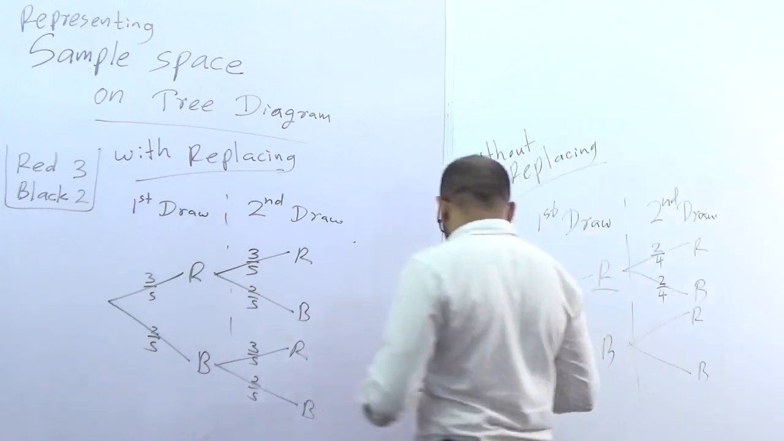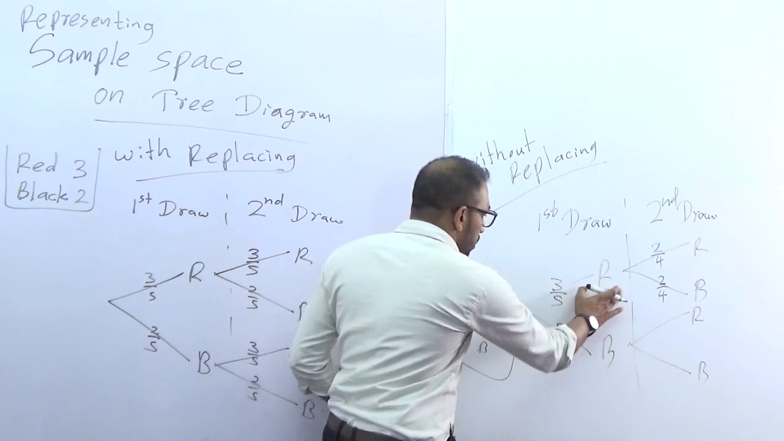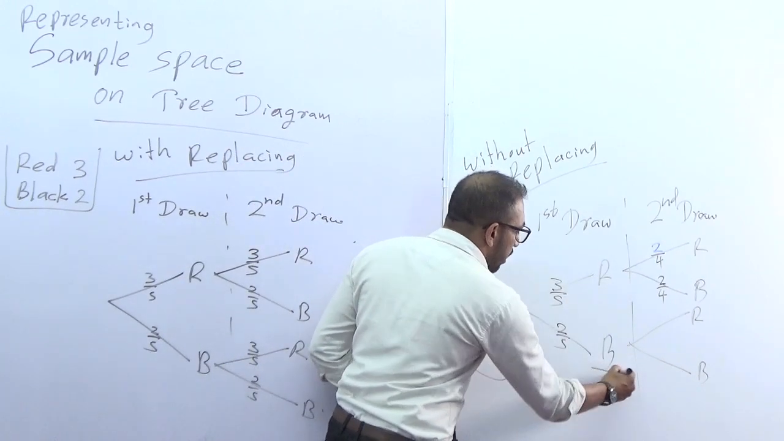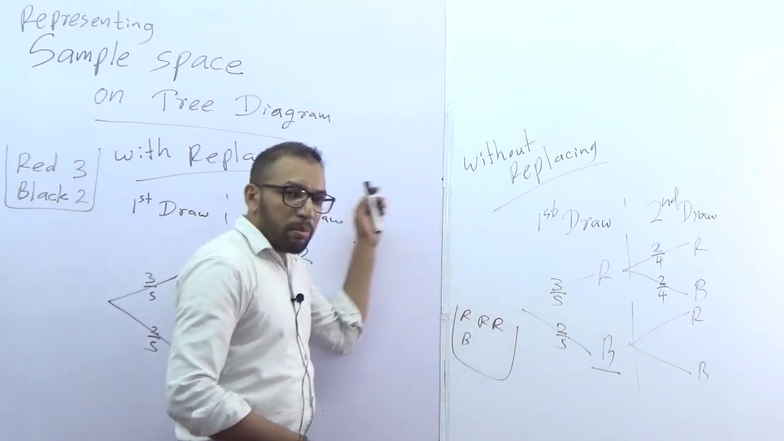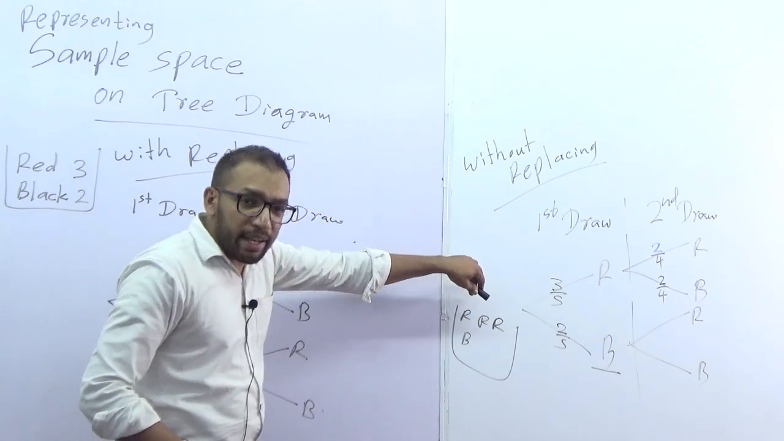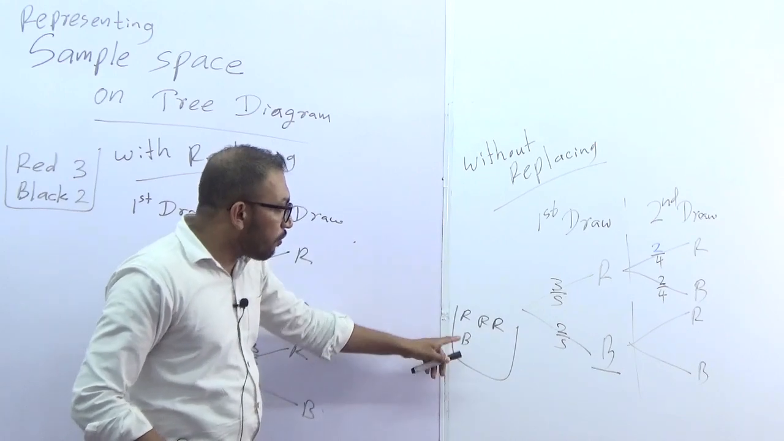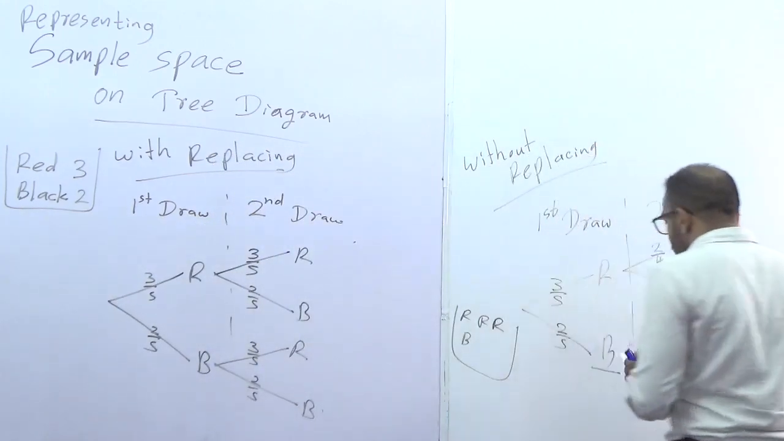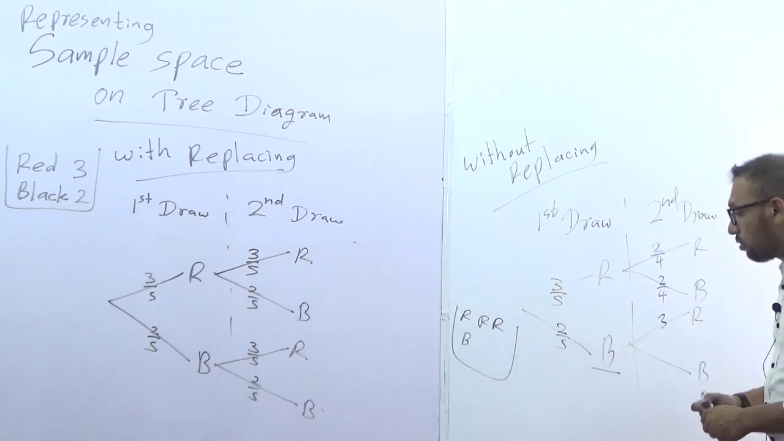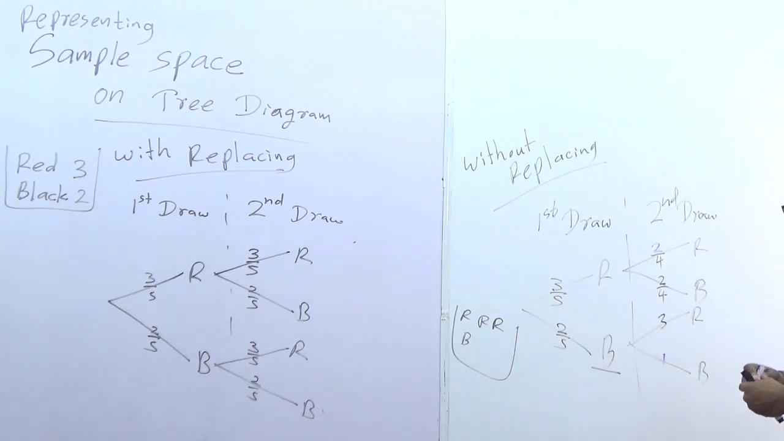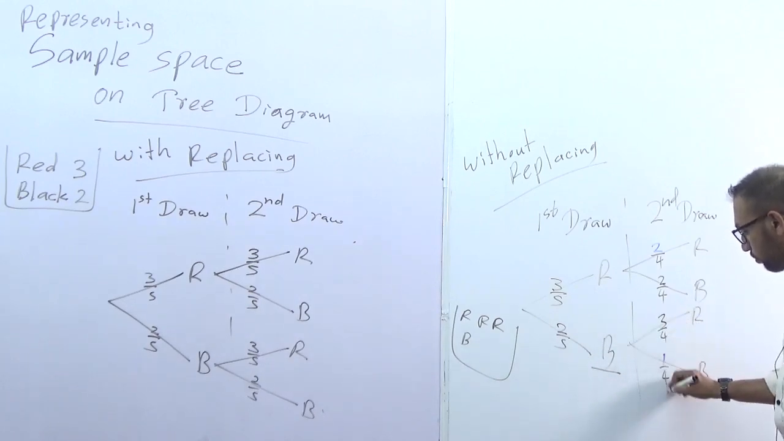Same as that, supposing in the first row I took the black pebble and do not put it back. Therefore, red is not changed. There are 3 reds. How many blacks will remain? 1. So 3 and 1 is altogether 4.